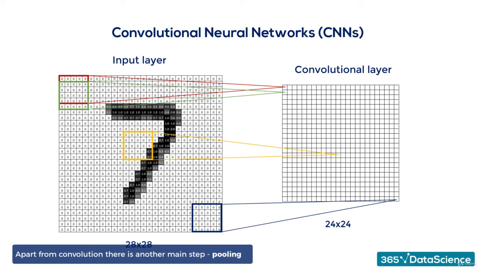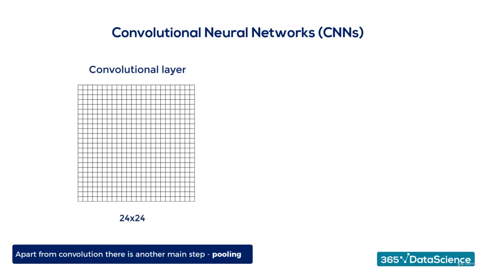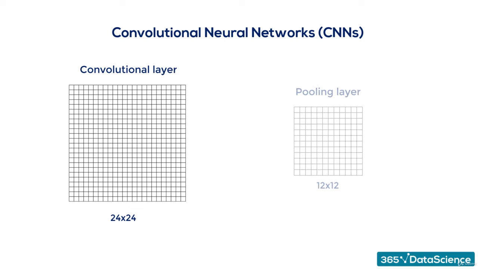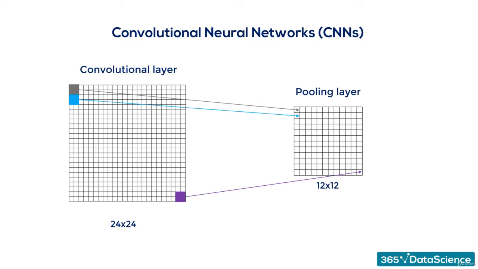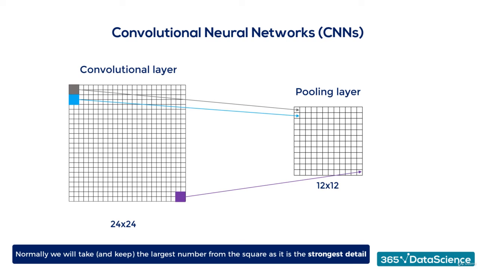Apart from convolution, there is another main step in CNNs: pooling. Most commonly, we would divide these 24 by 24 squares into multiple 2 by 2 squares without overlapping, and we'll take the largest number in the 2 by 2 matrix because we assume it is the strongest detail. That's how we reduce the dimensionality of the problem.